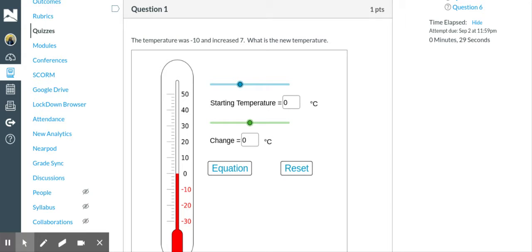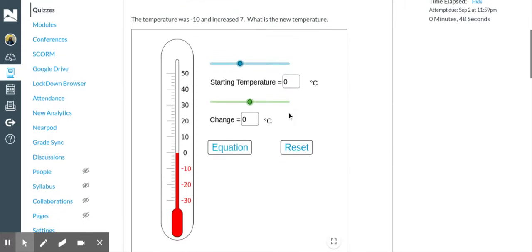So we're learning about temperature change, and particularly when you have to deal with negatives. One of the first questions we have, question 1, deals with a temperature that was -10 and increased 7. What is the new temperature? Well, this question lets you actually look at this little app here and figure it out using the app.